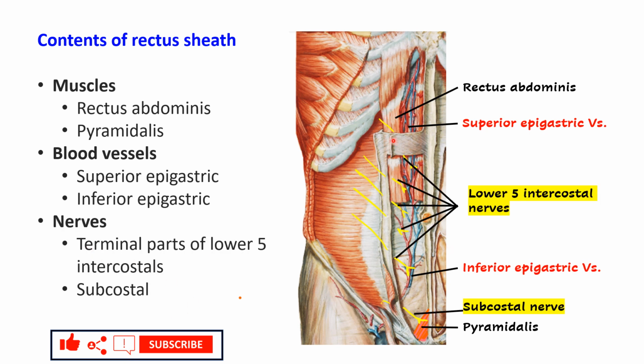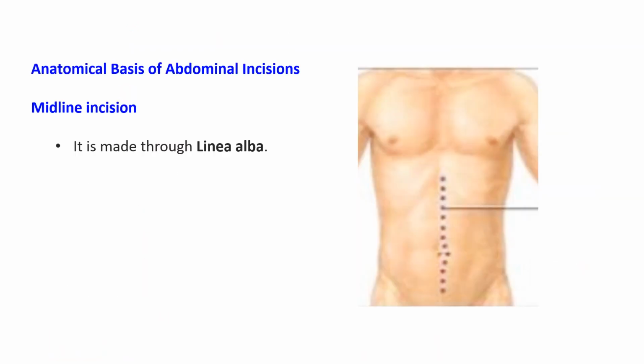Nerves. The nerves we can see here will be the terminal parts of the lower 5 intercostal nerves, right? So from 7th, 8th, 9th, 10th, which will be around the umbilicus, it will supply the skin around the umbilicus. It will also supply the muscles of the anterolateral wall of the abdomen. All these will also be supplied by these nerves. And then we have the 11th intercostal nerve. We also have this subcostal nerve, which you can see here, which is going to supply the pyramidalis muscle. So these are the contents of the rectus sheath.